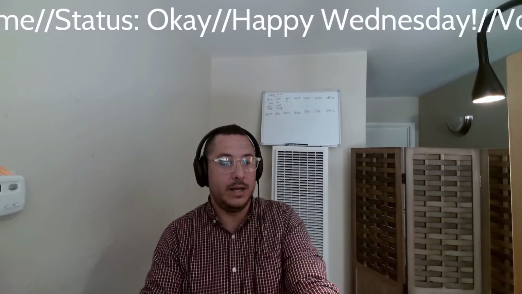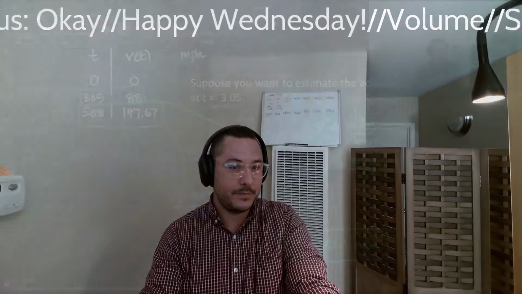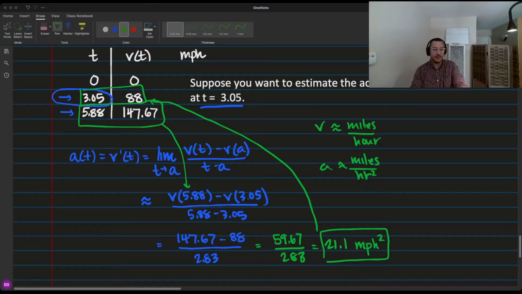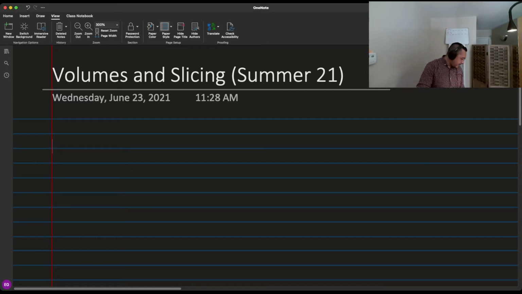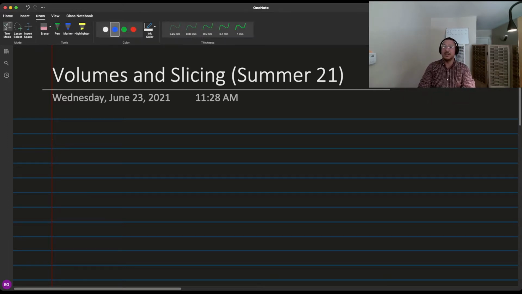So let me go into writing mode. Okay, that's not what I wanted. There we go, volumes and slicing. Cool. Okay, so let's talk about this. How can you find volume? This is going to be a lot of drawing, so bear with me. It's a little hard to do.